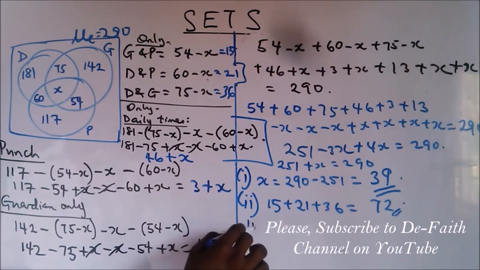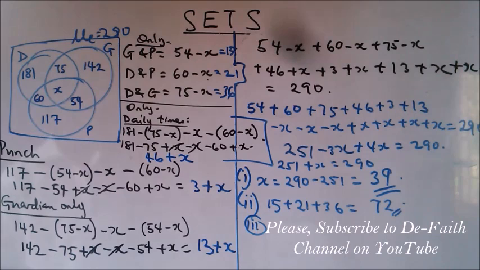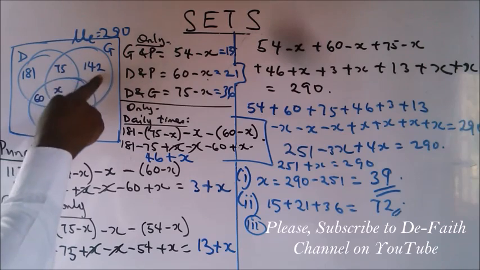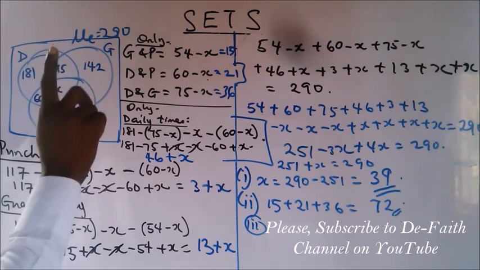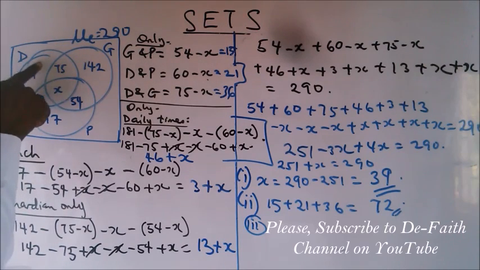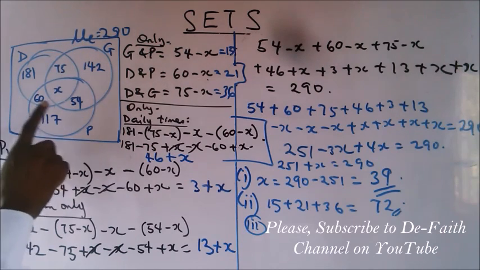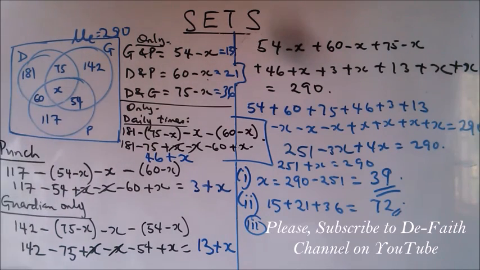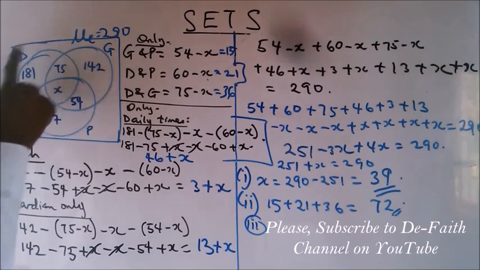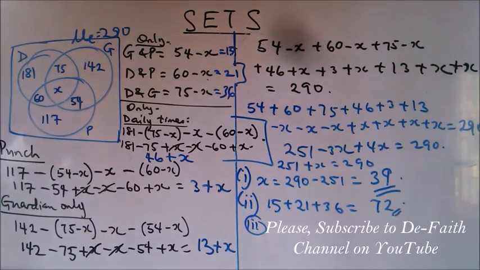Next, we are told to find those that read exactly 1 of the papers. Now, how many readers read only Guardian? We'll get that. How many read only Daily Times? We'll get that. How many read only Punch? We'll get that. And when we have gotten that, we'll add them together to give our Roman figure 3. And now, here's how we get that done.